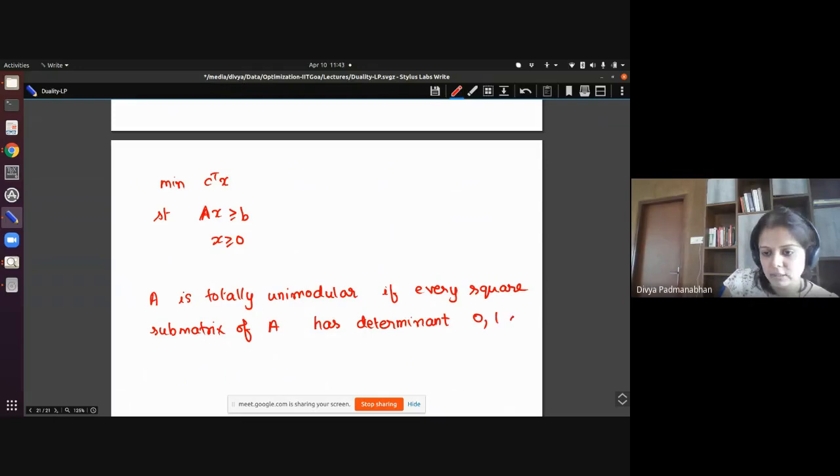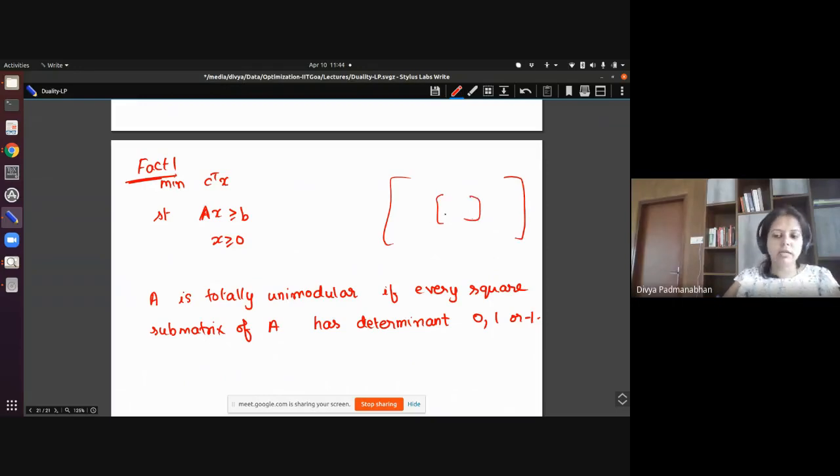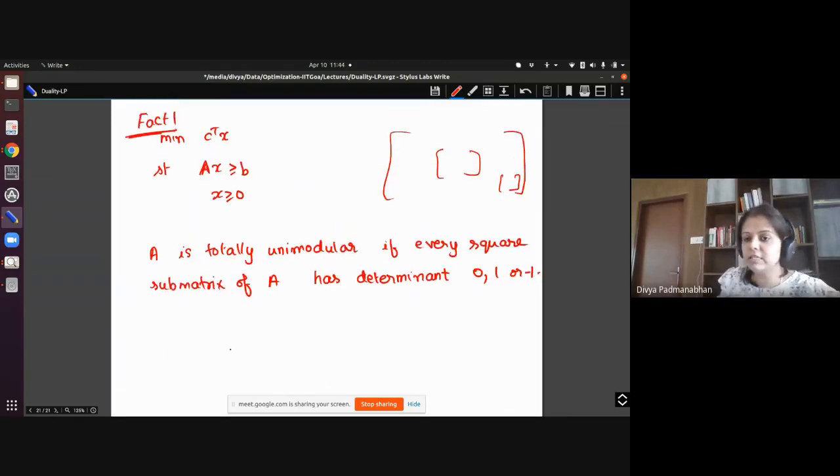zero, 1, or -1. This seems a little off track, but this is fact 1, and we're looking at its proof. So that's the definition of a totally unimodular matrix. Any square submatrix you take here is going to have a determinant of either 0, 1, or -1. It's true for every square submatrix. Now, if you remember, a feasible region of an LP we ultimately got in this form, AX equals B, where you added slack or surplus variables.